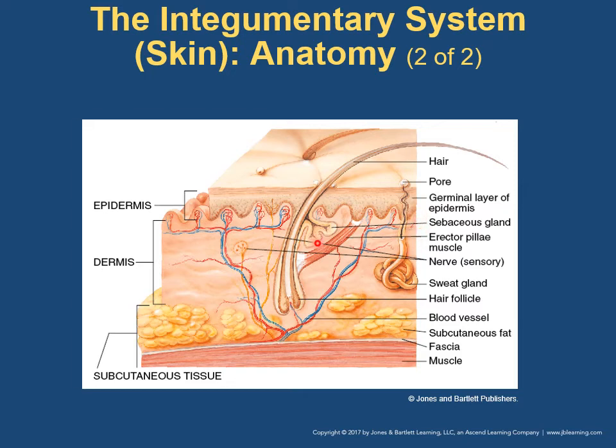Your dermis, which is the deeper layer here, contains special structures of the skin. Sweat glands here produce sweat for cooling the body. Sebaceous glands here.